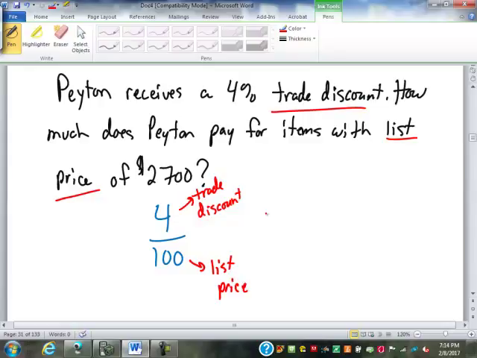The list price is the marked price. It's what's marked on the item. You get a discount, well, you're going to take that marked price, find the 4%, and then subtract it off, right? So pre-discount, yes, exactly. Remember we said that 100% is the whole thing or the initial starting amount. And the list price is the starting amount. The 2,700 is the list price, so it goes on the bottom.